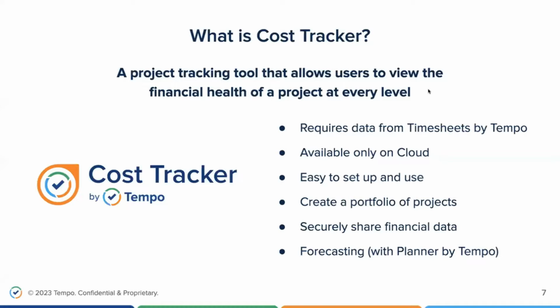And Tempo is dedicated to delivering industry-leading strategic portfolio management, or SPM, solutions that go beyond single products. By creating seamless integration combining the power of our impressive suite of products on the Atlassian marketplace, including timesheets, Planner, Cost Tracker, Structure, and Custom Charts by Tempo, we empower you to navigate the complexities of strategic portfolio management. You'll hear more about Cost Tracker's integration with Planner for forecasting later on in this webinar.